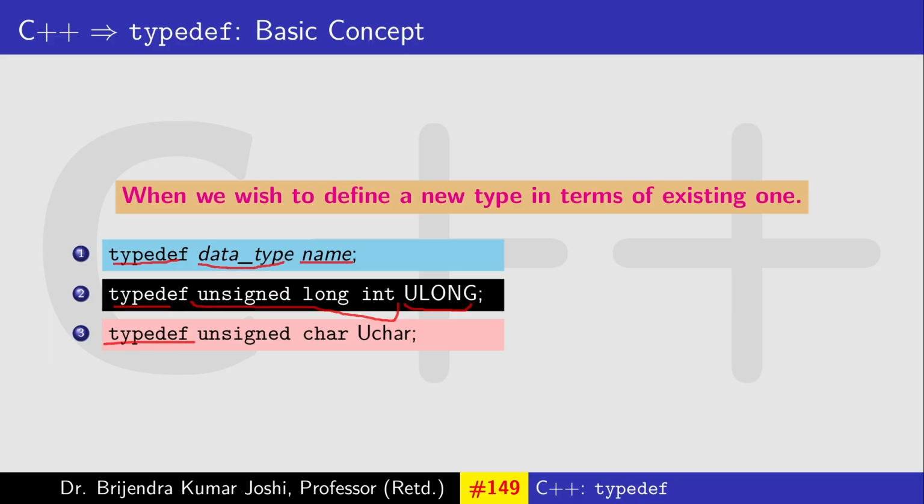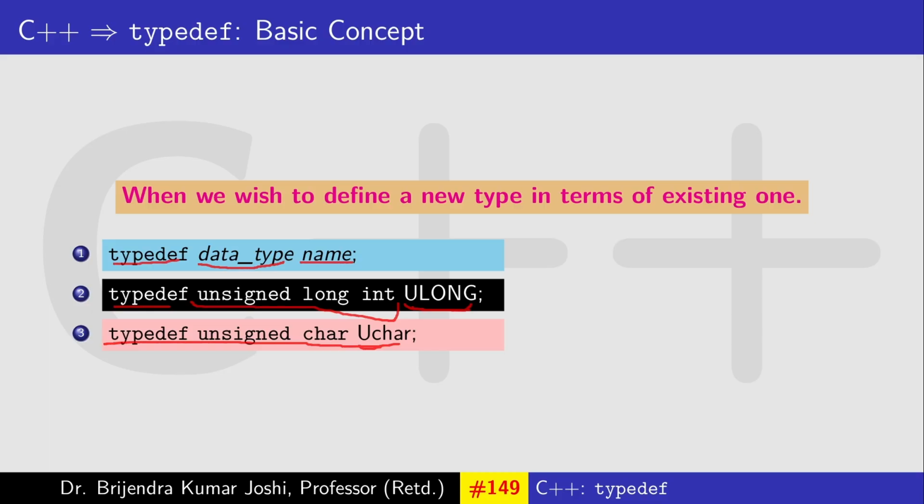Another example, typedef unsigned char, uchar. So instead of typing unsigned char every time, we can make use of these 5 characters. Similarly, we can make use of these 5 characters in place of typing unsigned long int every time. Now here, I distinctly remember Microsoft Visual C++ 6.0, which I used a lot long back. It had a habit of defining unsigned int as UINT, all capital letters.